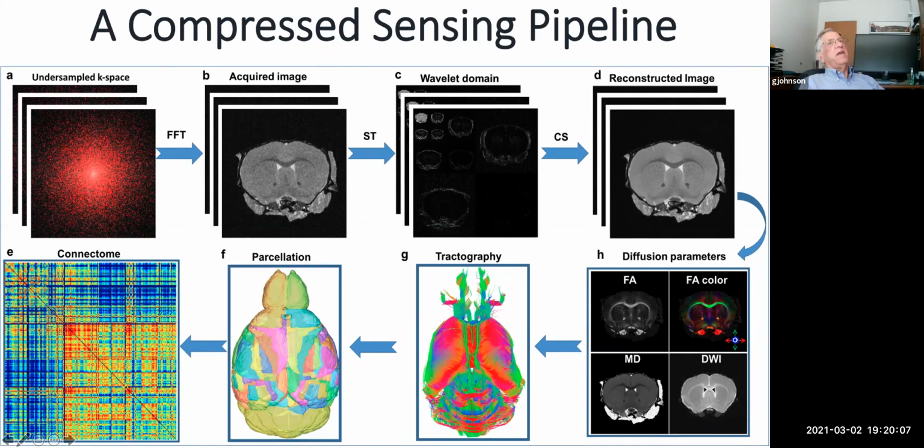The reconstructed images, now a four-dimensional array, go through a series of pipelines where they are registered and post-processed, and then they go into another pipeline from which tractography is generated, another pipeline where labels are mapped onto it, and finally, from all of this, you can generate a connectome, which we'll discuss in more detail in just a minute. A connectome is telling me how one part of the brain is connected to another part of the brain.